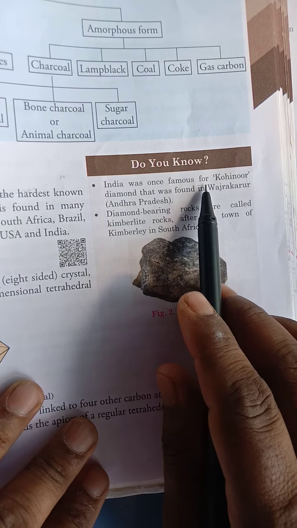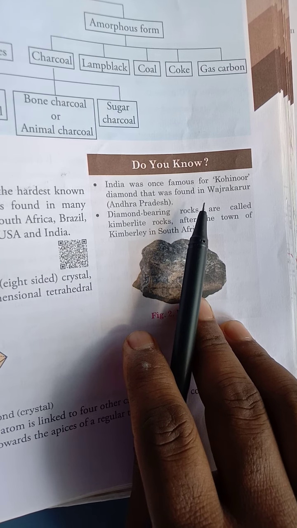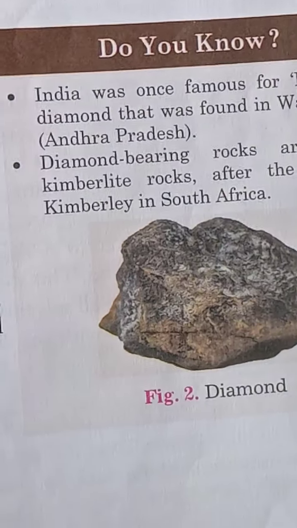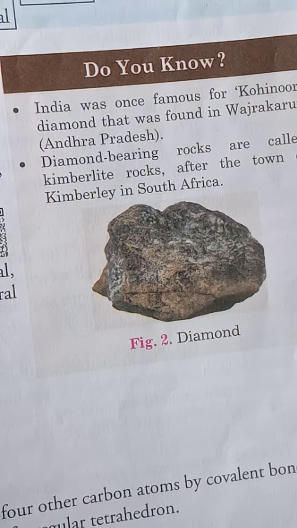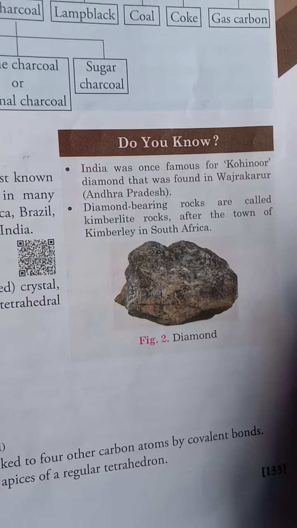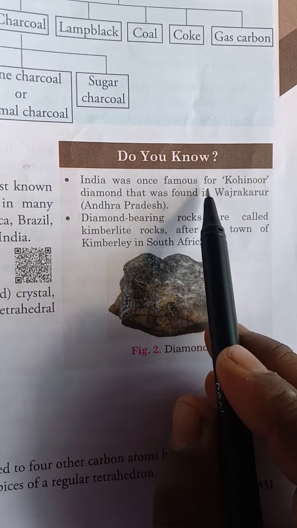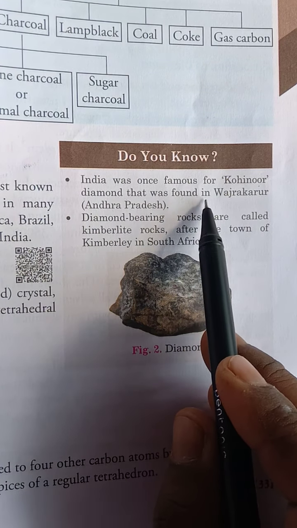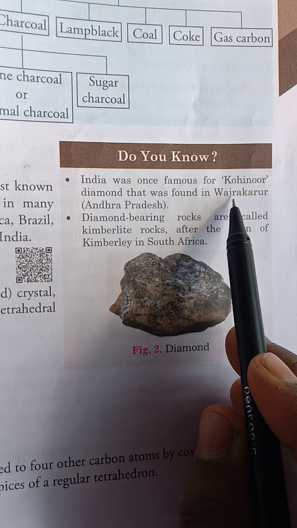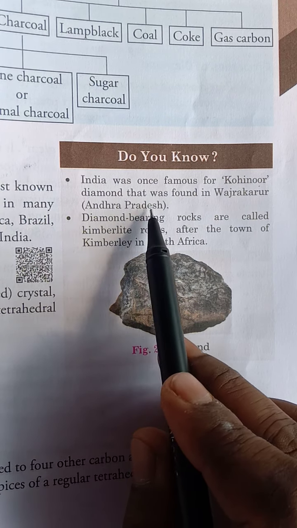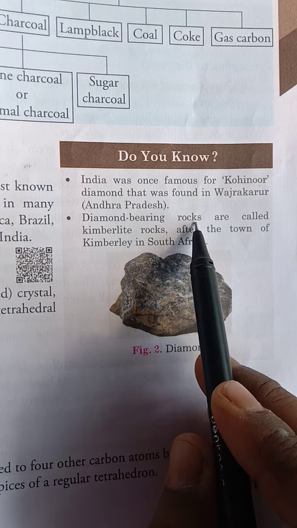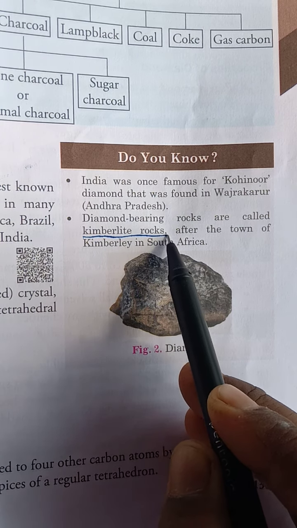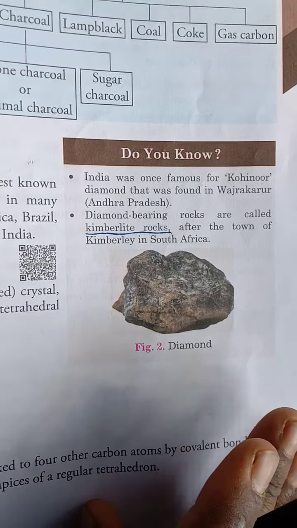India was once famous for Kohinoor. Kohinoor, okay, the diamond that was found in Vajrakaran, means Andhra Pradesh. Diamond bearing rocks called, okay, my dear. Now please come to this one.